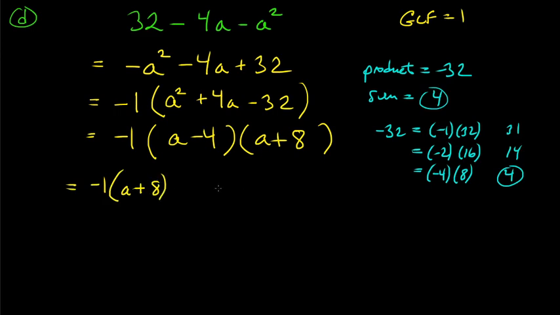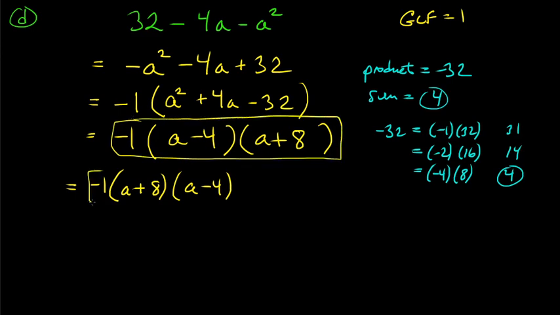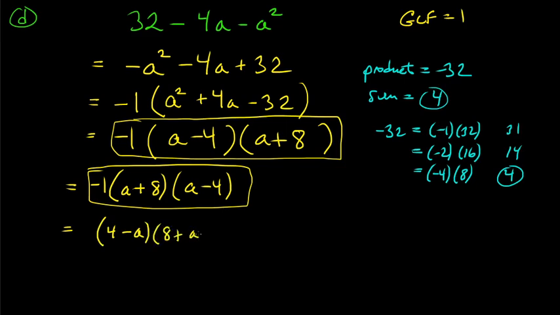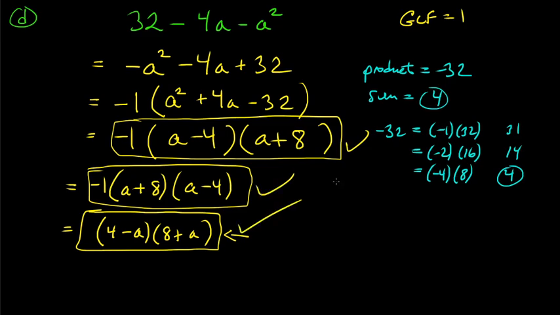You can also write it as negative 1 times a plus 8 times a minus 4. Either way. And there's other ways you can write this. You could also write this as 4 minus a times 8 plus a. So if you got the answer not by factoring out the negative 1 like I did, then you probably did it this way. And like I say, that's okay too. So any one of these 3 would be considered correct. Right.